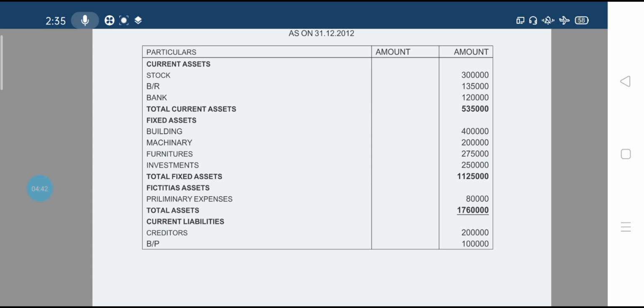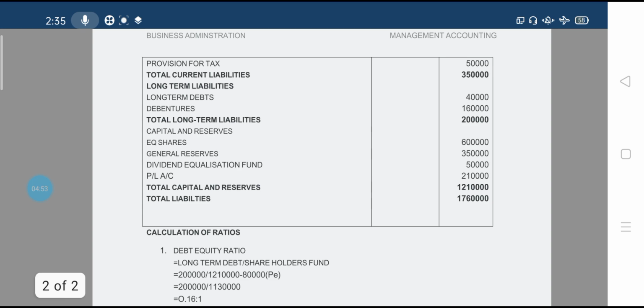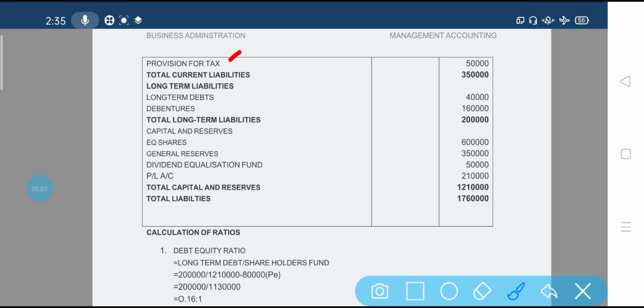Now coming to current liabilities. The current liabilities are creditors and bills payable, and also the provision for tax. Total current liabilities in the problem are 3,50,000. Now the next heading is long-term liabilities, long-term loans and liabilities.